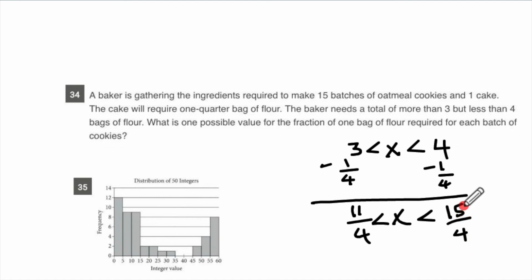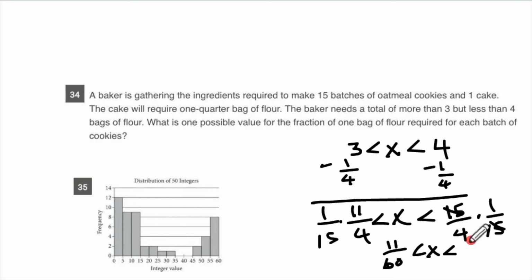So that's how much flour that you need for the oatmeal cookies, but there's 15 batches of them, so I have to divide by 15 to get our final answer. So I'm going to divide both sides by 15, and this one's going to be 11 over 60 is less than x is less than 1/4. So you just need to pick a number somewhere between 1/4 and 11/60. So you could pick something like 1/8, I think. I would use a calculator and get the decimal and then pick a decimal in between there.